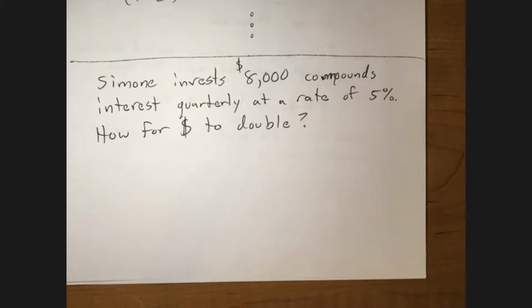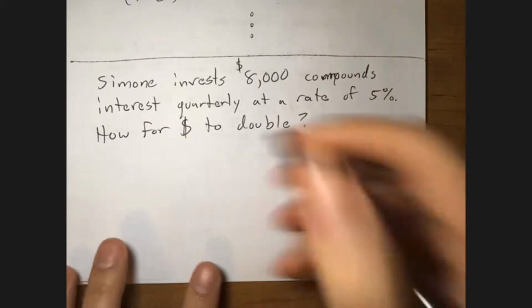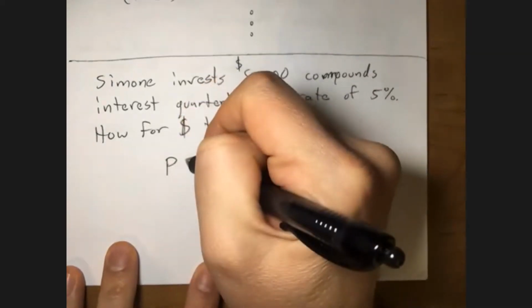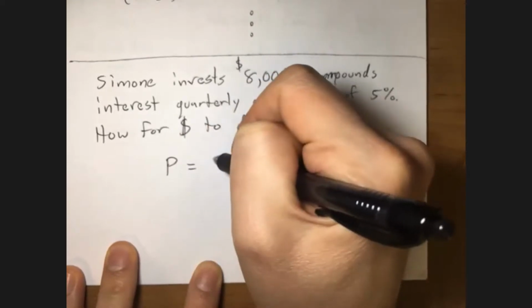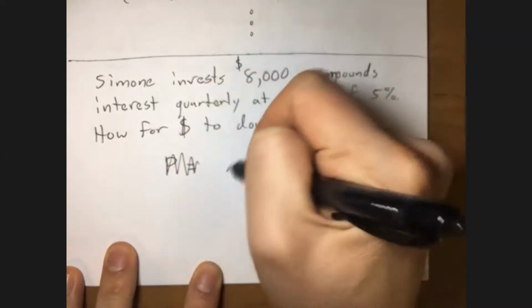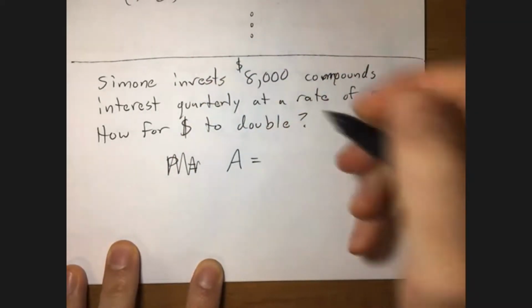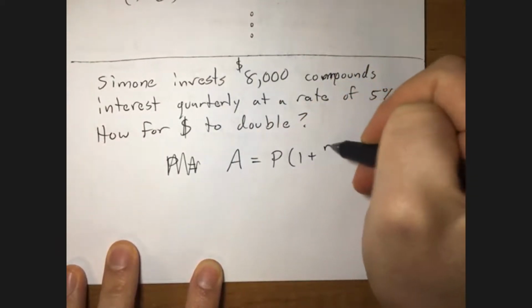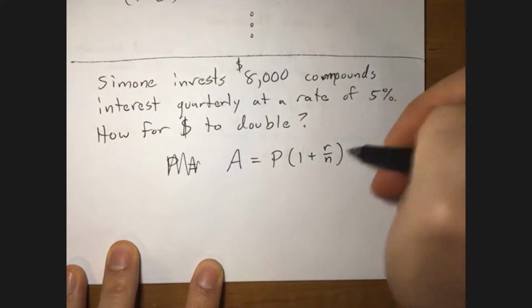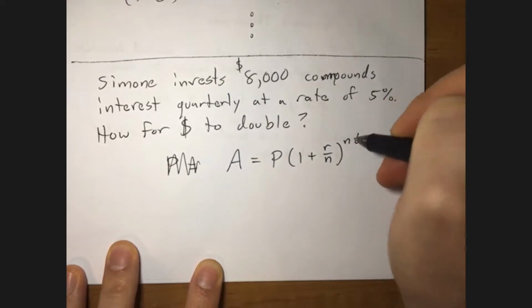Well, remember the formula for compounded interest. The amount after a certain amount of time is given by, I think they used the letter A, the principal multiplied by 1 plus r over n, to the power nt.